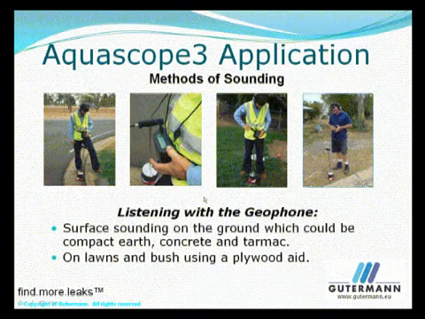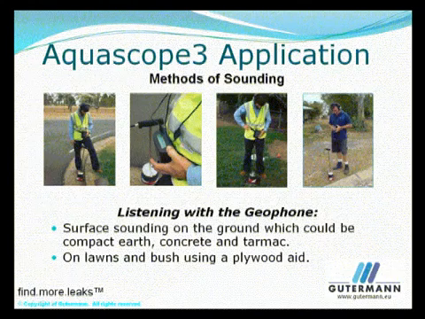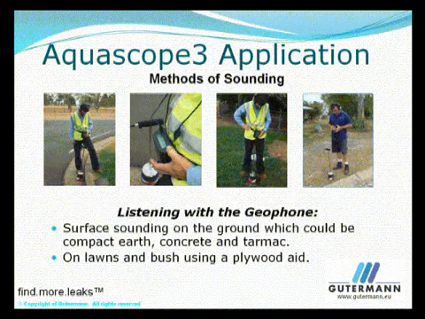The ground microphone is used to pinpoint leaks under roads and when the pipe is buried underground at depths greater than 500 millimeters. When using the ground microphone on grass, a piece of plywood should be inserted between the ground and the ground microphone.